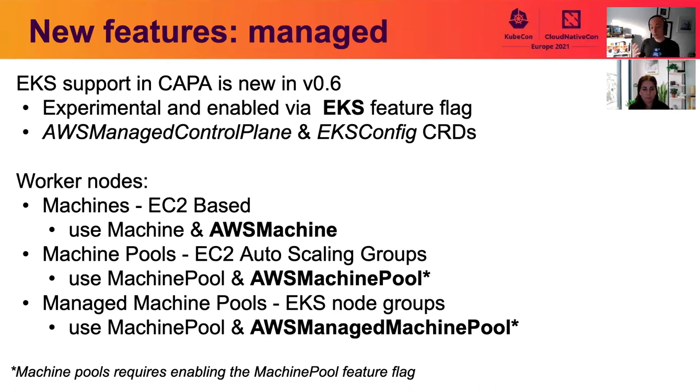If you want to use either variant of the machine pool, you must make sure that you enable the machine pool feature flag. And you can use all three of these within an EKS cluster. So you can mix and match and have different types of worker nodes within an EKS cluster. You just need to create the declarations and reference the managed control plane.